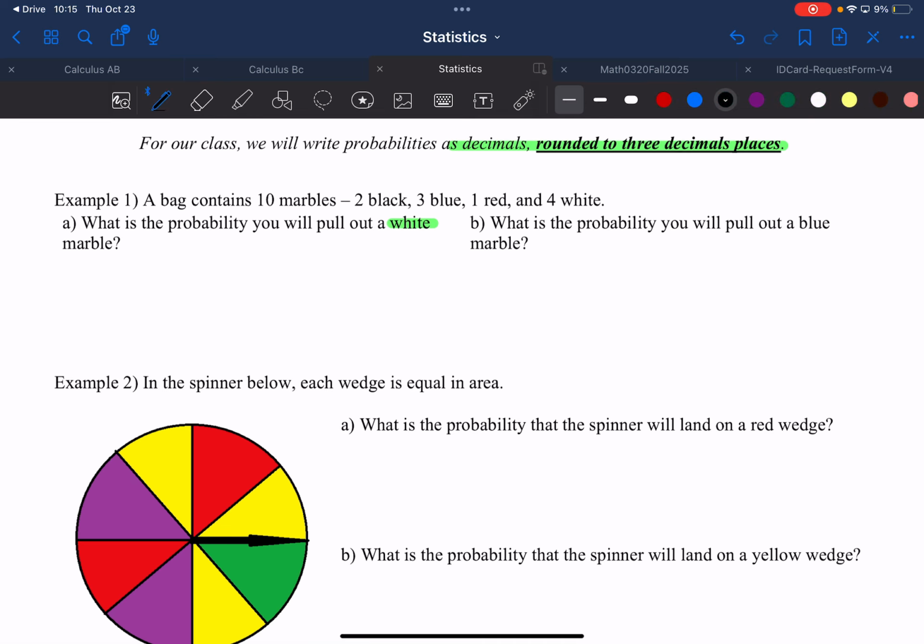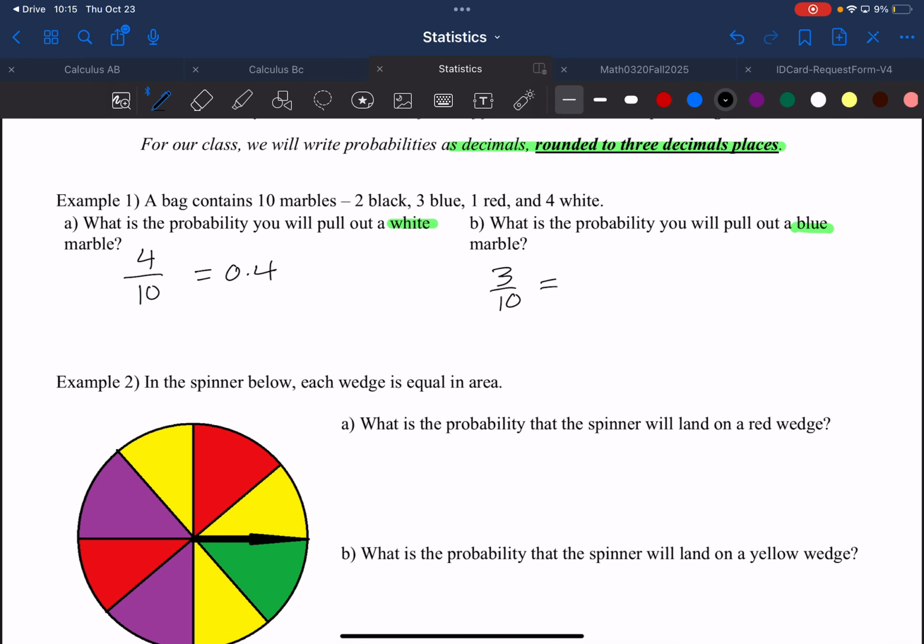So remember, it's the number of successes. So how many white marbles are there? 4. Divided by the total number of outcomes. How many total marbles are there? 10. What's 4 divided by 10? 0.4. That's our probability. We have a 40% chance we will pull a white marble. Okay. What would be the proportion for blue marbles? 3 divided by 10, which is 0.3. 30% chance we pull a blue marble.